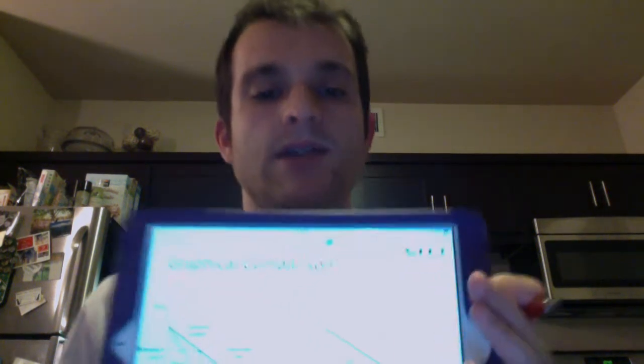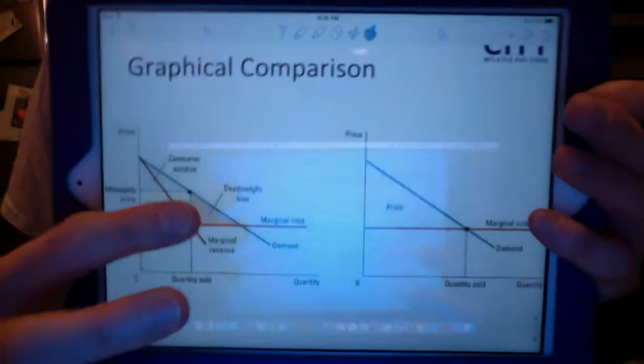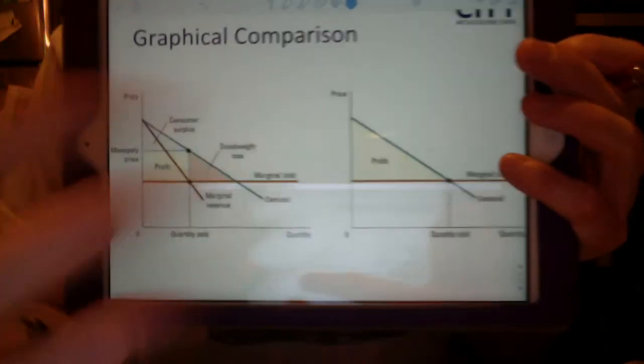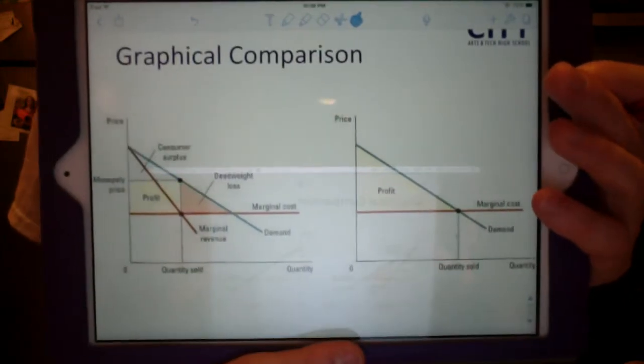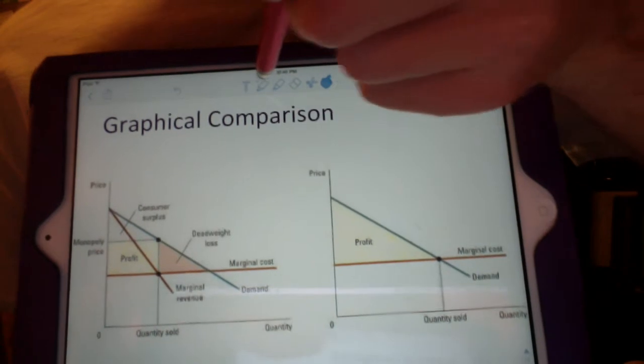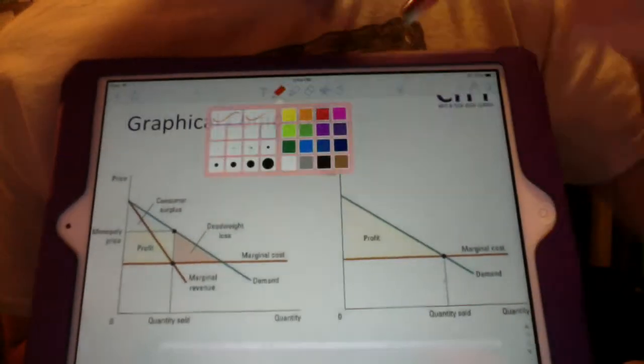So if you go to the next slide, a graphical comparison, and we can walk through this. So right here we have that exact same graph we had before. Now we're going to have price discrimination. So don't worry about the graph over here to the left. We're just going to focus on this one on the right. The one on the left is just for comparison's sake.